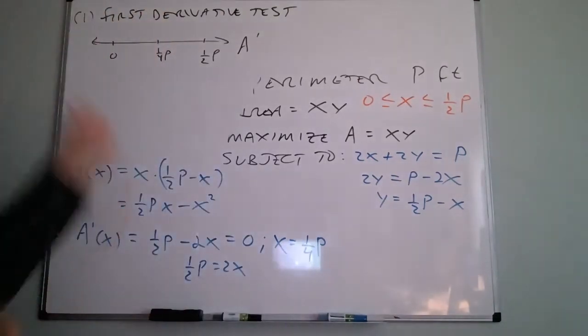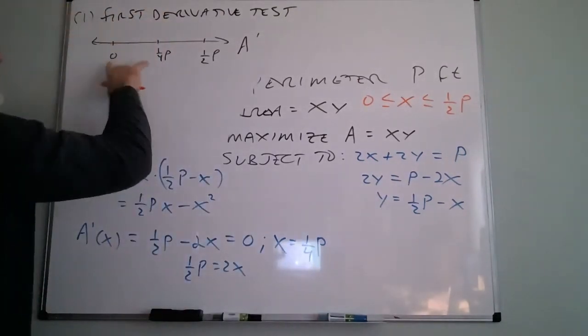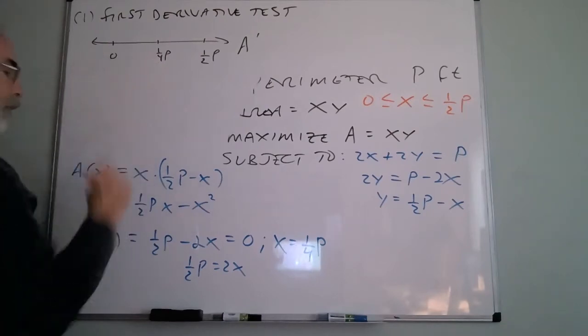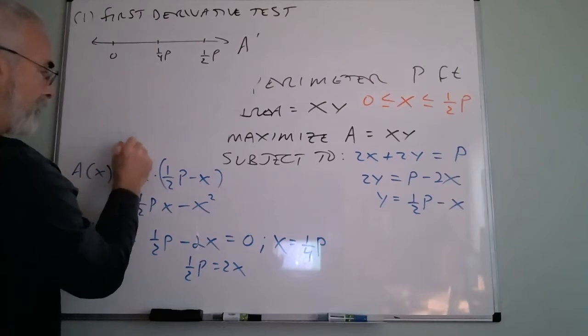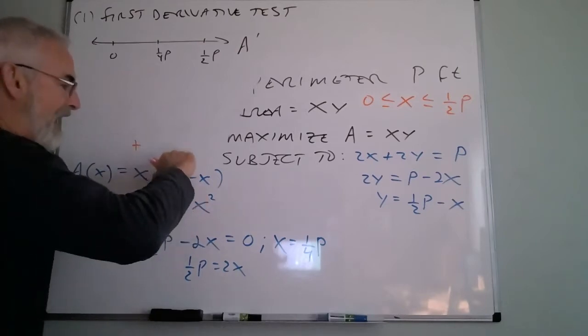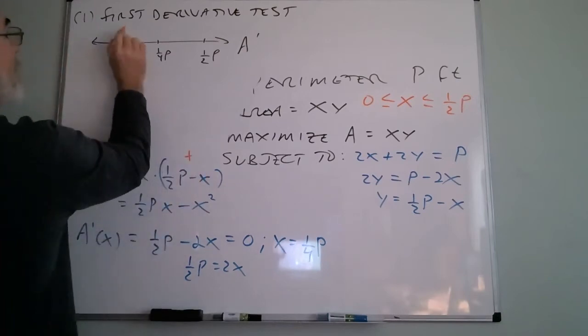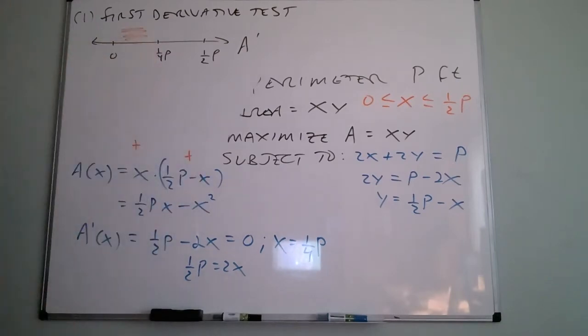Now let's go to our derivative. If I pick a value between 0 and 1/4 p, so think really small, then that would be positive, and 1/2 p minus a really small number should also be positive. So I'd be here.